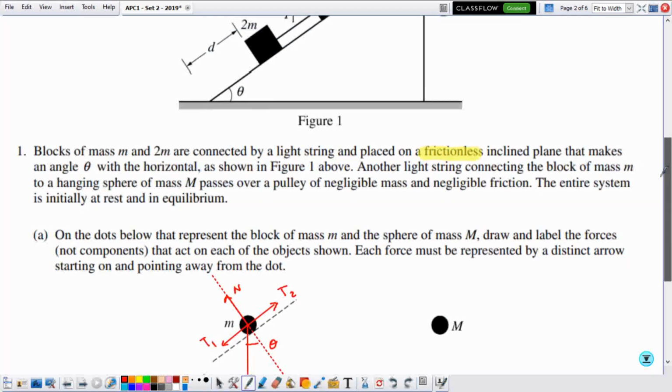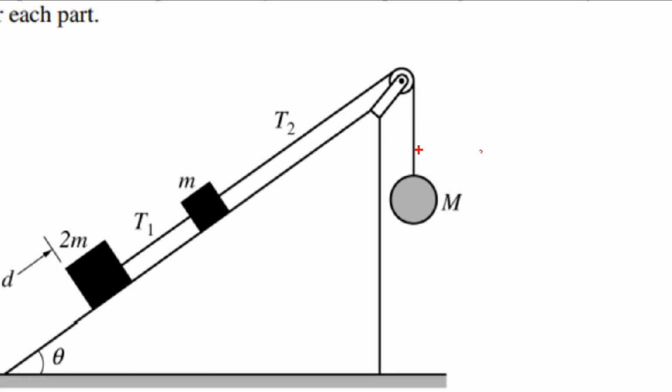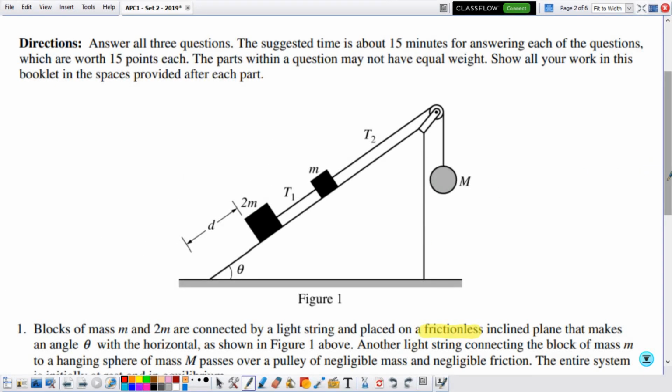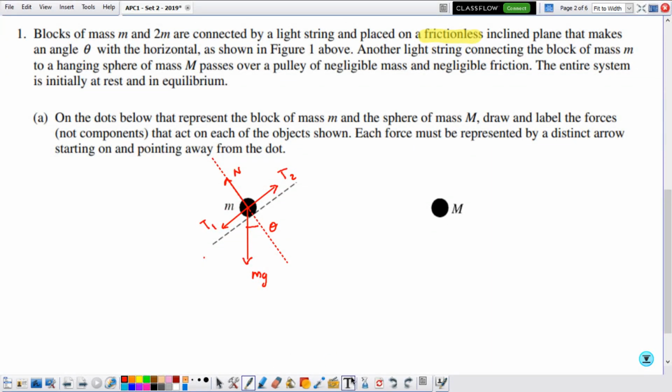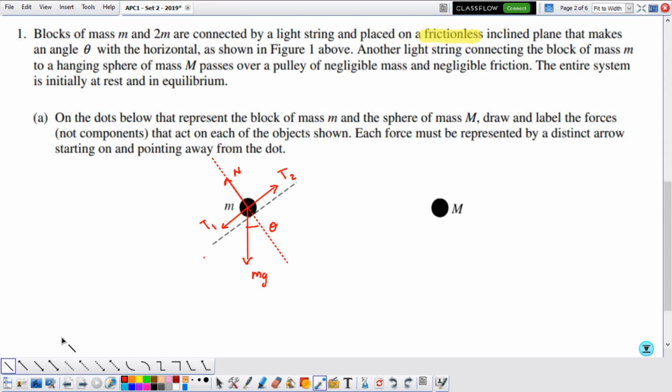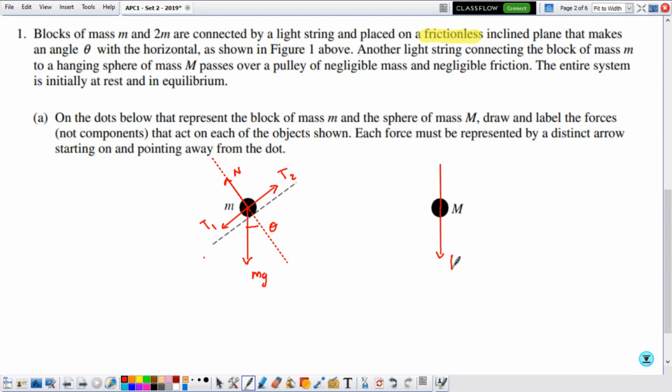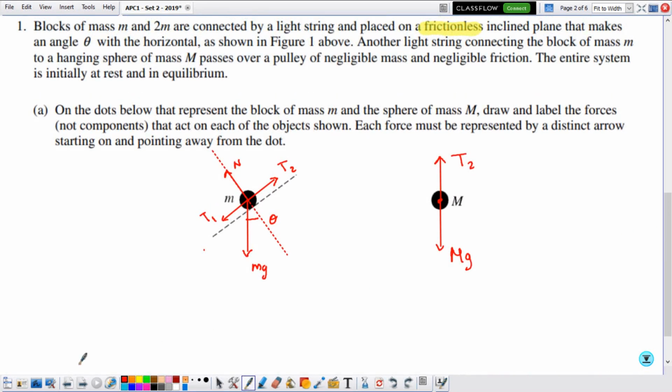Now for the capital M, what are the forces acting on capital M? We have the tension T2 up the string. T2 here is equal to T2 because the tension is transmitted equally, and we have the pull of gravity down. Here we need to make sure that T2 is balanced with the pull of gravity. So that would be capital Mg, and that would be T2. They are perfectly equal because the sphere is at equilibrium or at rest. Now this is it for this page. Now let's move to part B.